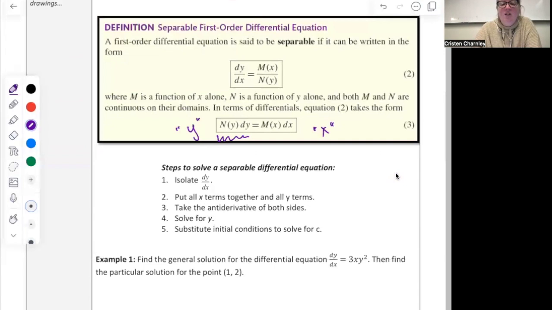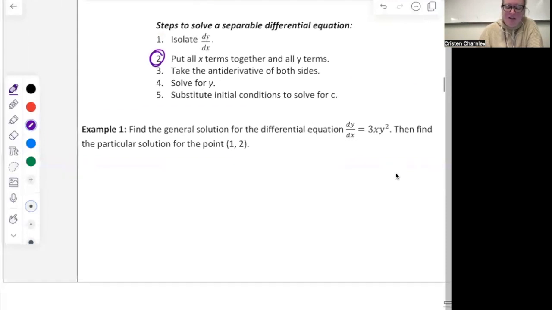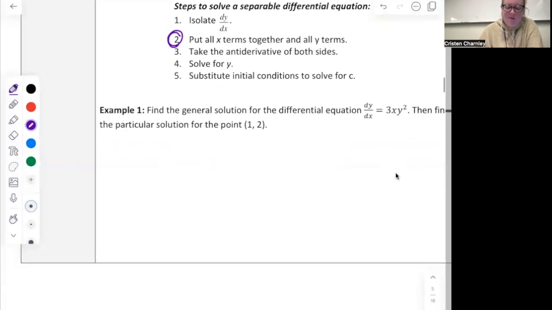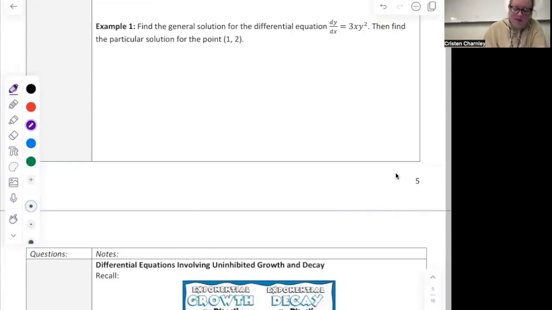Our steps to solve a differential equation are to isolate dy over dx, put all the x terms together and all y terms together. This is really the big deal. We're going to find the antiderivative of both sides, solve for y, and then substitute the initial conditions to solve for c. So we did this a little bit yesterday, but they were the ones that didn't separate, or they separated very easily, or we didn't have to separate. When we moved the dx to the right, that was basically separating them.